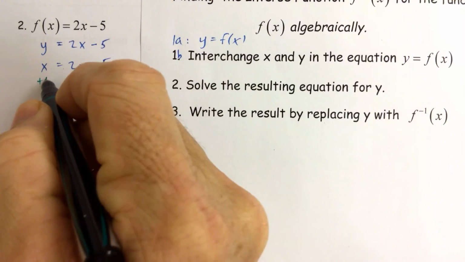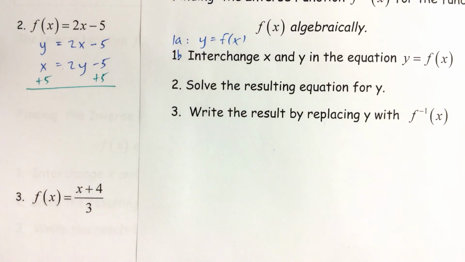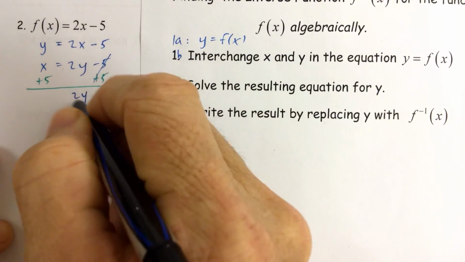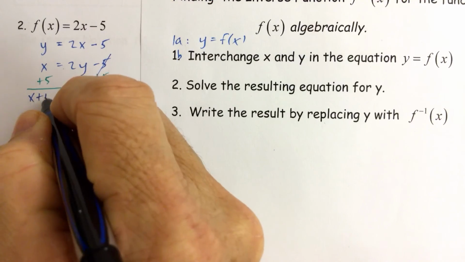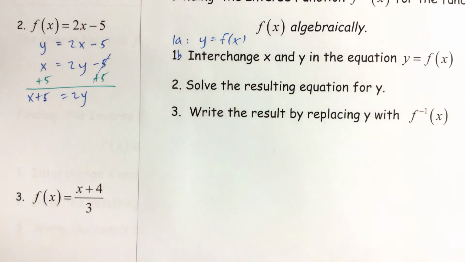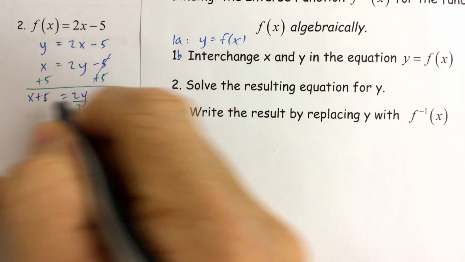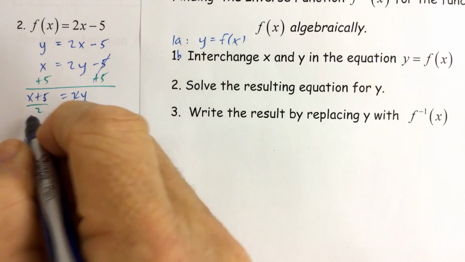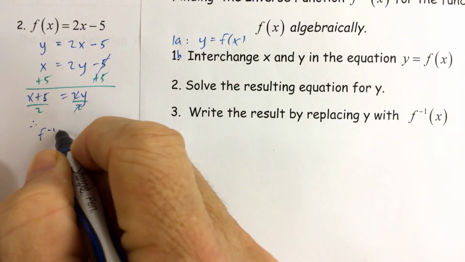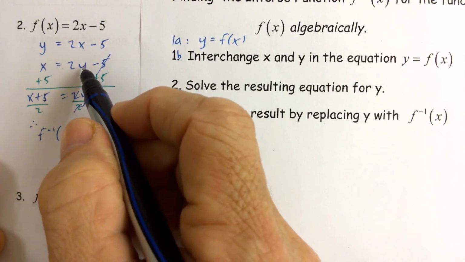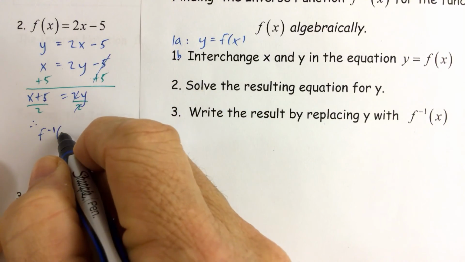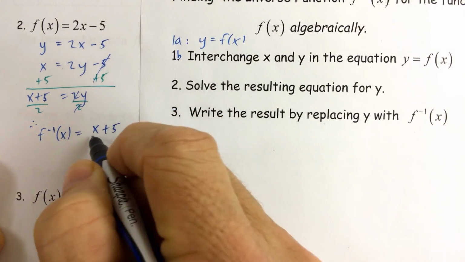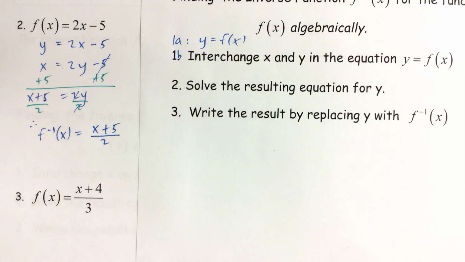So we're going to add 5 to both sides, the same way you would solve for y in any algebraic equation. Adding 5 to both sides, the -5 and the 5 cancel out, and we get 2y equals x plus 5. Then we see we have 2 times y, so we're going to divide both sides by 2, and we get y equals x plus 5 over 2. So we switch the x and y, we solve for y, and that y that we get is actually our f inverse. f inverse of x is equal to x plus 5 over 2, and that's it.